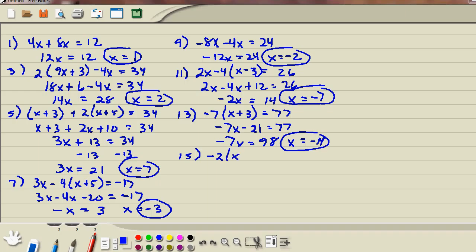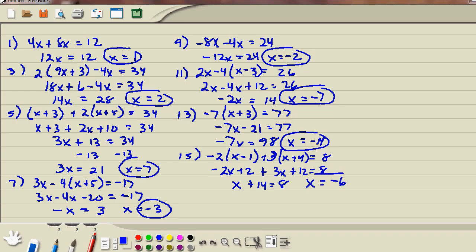Negative 2 times (x minus 1), plus 3 times (x plus 4) equals 8. Negative 2x plus 2, a negative 2 times a negative 1 is a positive 2, plus 3x plus 12 equals 8. Combine my like variables, and I get x, negative 2x plus 3x is x. I get plus 14 equals 8. Subtract 14 from both sides, and x equals a negative 6.